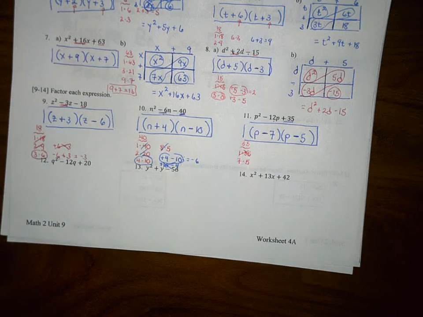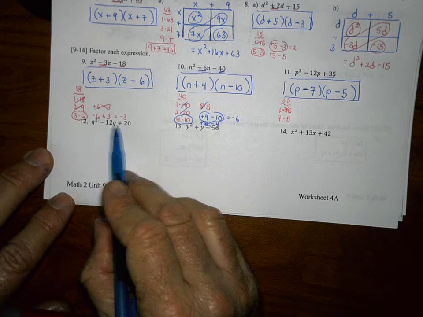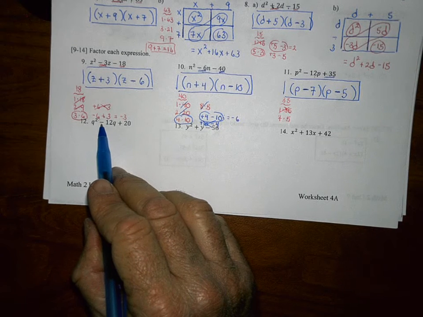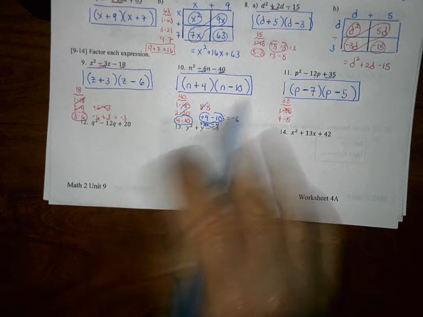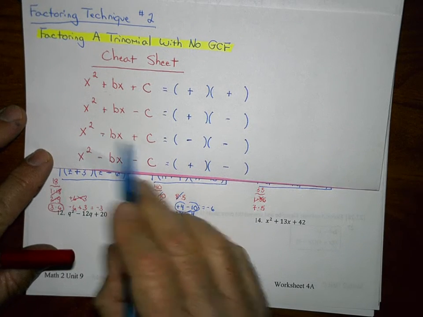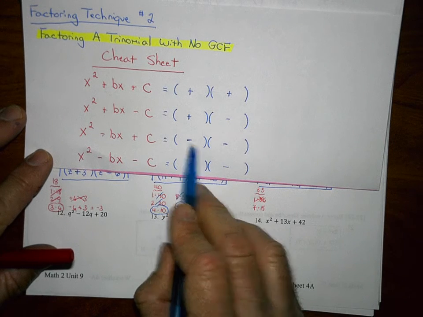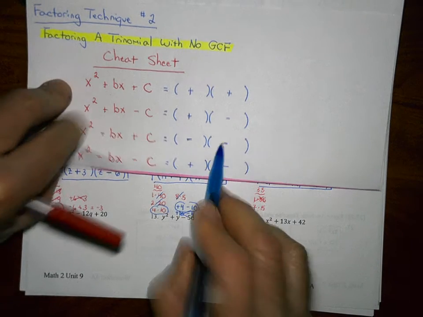Okay? All right, number 12. So once again, I have a q squared minus 12q plus 20, so I have a trinomial. It's a minus and a plus. I look at my cheat sheet. I have a minus, I have a plus. That means my parentheses are both going to be minuses, or both subtraction, when I factor it out.